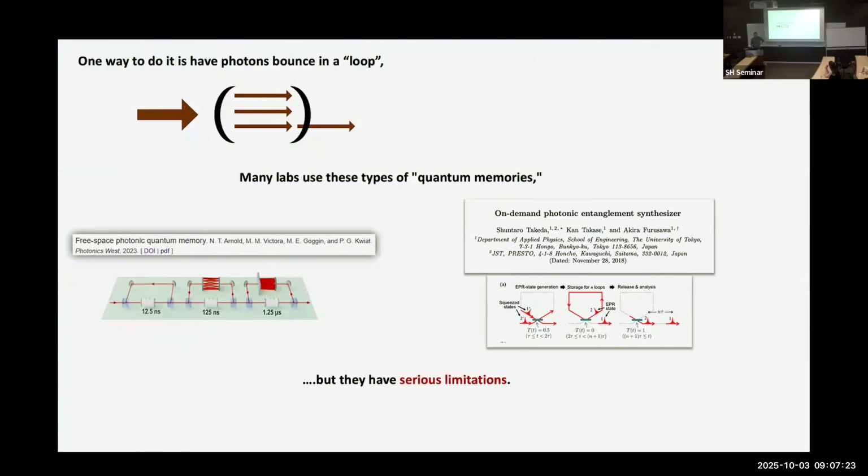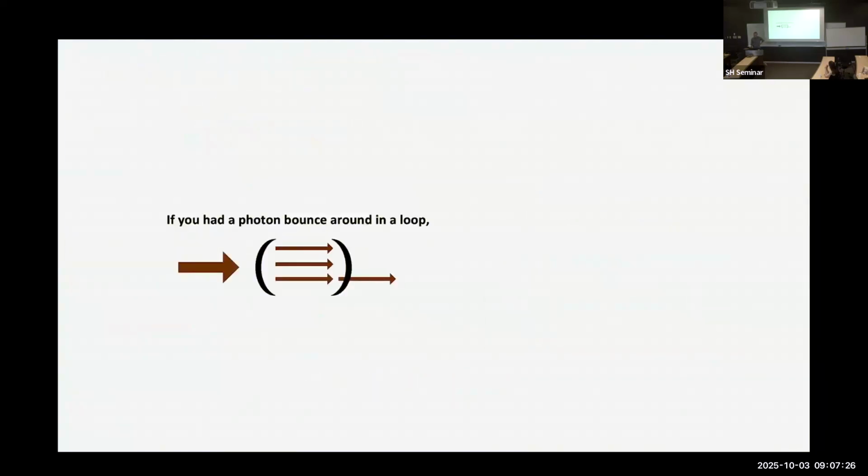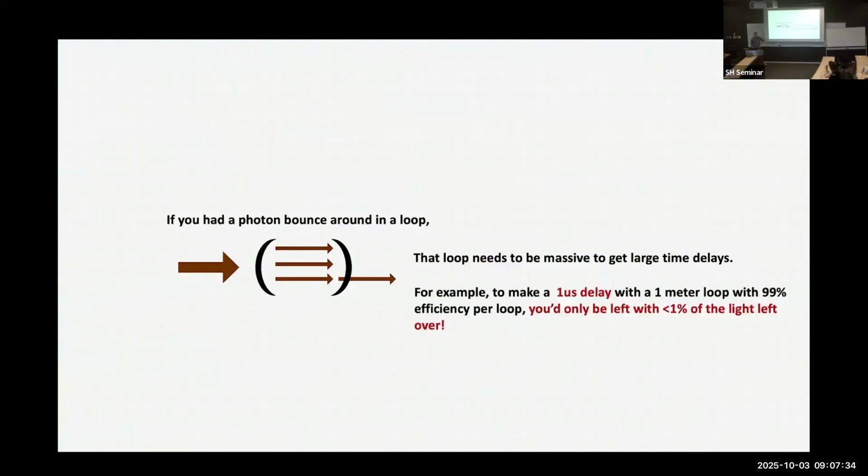But they do have some very serious limitations, and that's basically that photons move fast. So if you have a photon bounce around in a loop, that loop needs to be really, really long to be able to get large time delays. So for instance, for a 1 microsecond delay with a 1 meter loop, you'd be left with less than 1% of the light every time it bounces around.